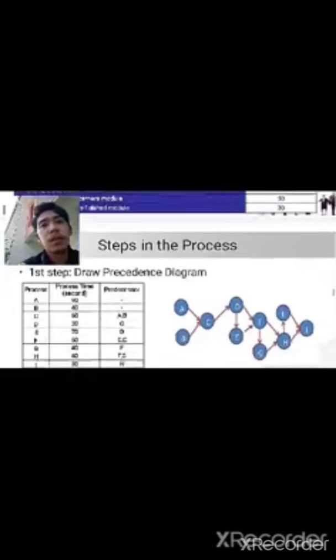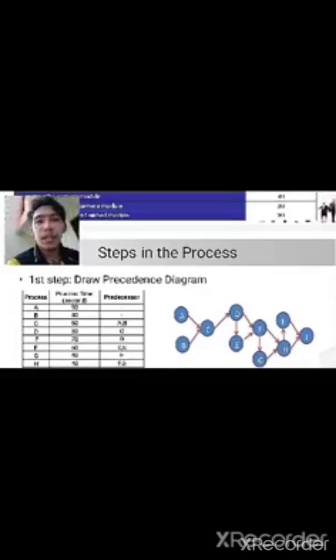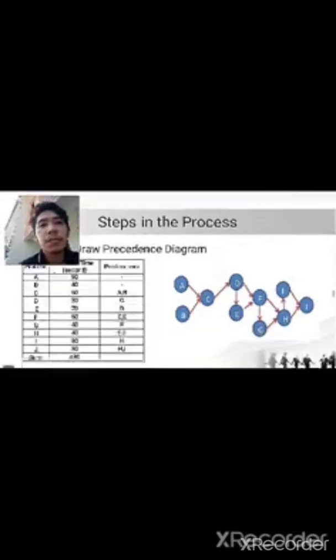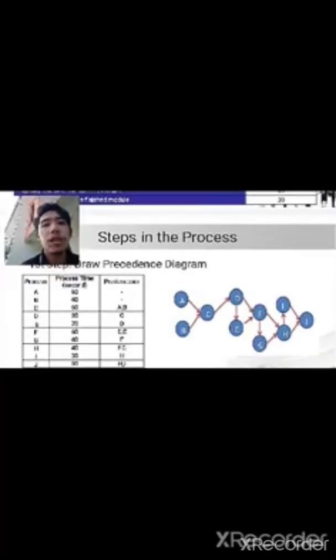The first step that we are going to do is draw the precedence diagram. We have a table below with the process time in seconds and the predecessor. And here on the right side, we draw the precedence diagram of our process.